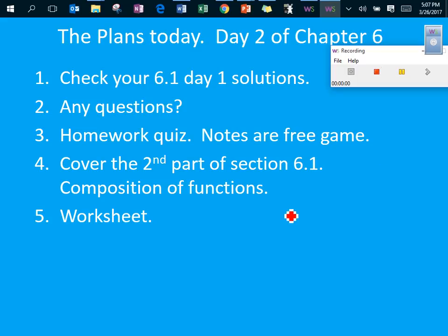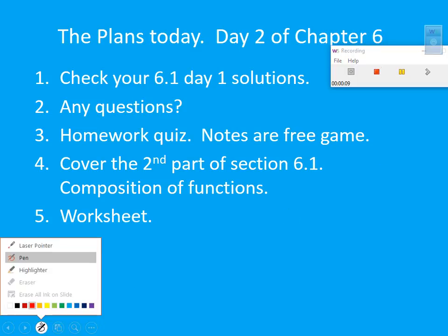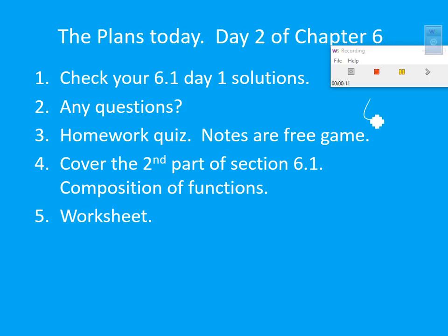What I need to do with you today is cover section 6-2. There are other little things that you missed that you'll need to get taken care of. We did do a homework quiz on day 1, section 6-1. Your notes are fair game. Make sure you get that in and taken care of.